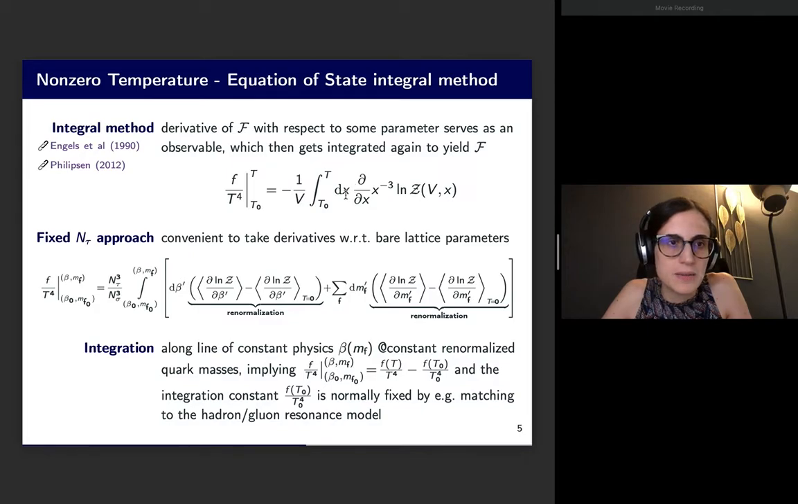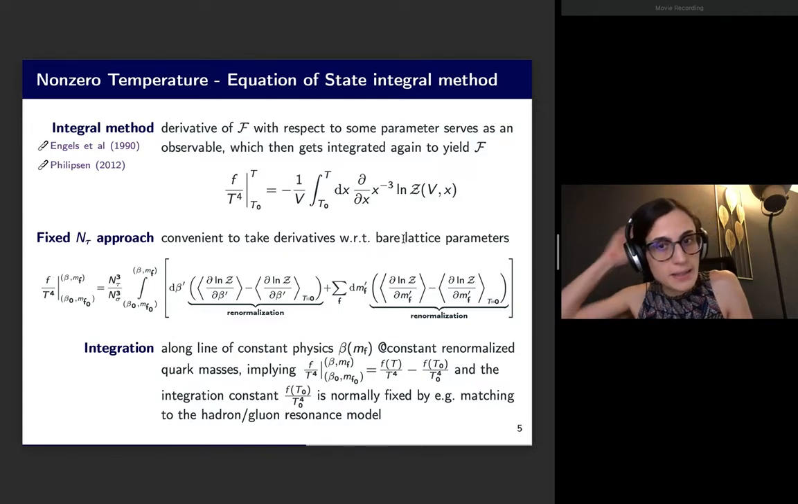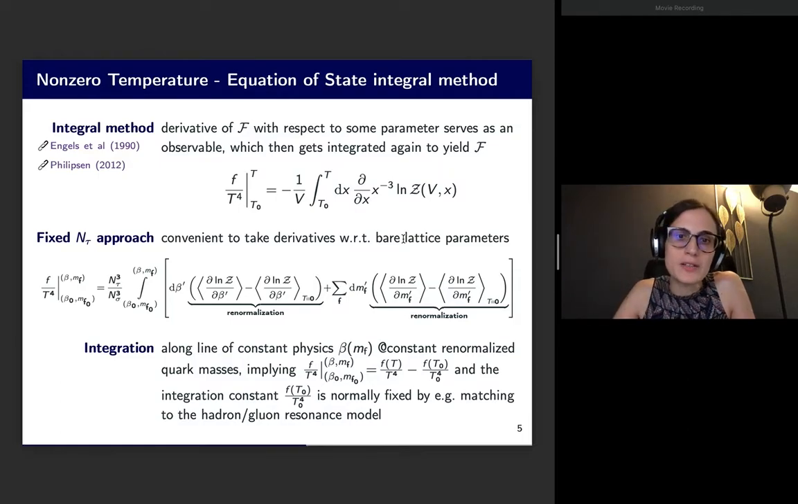And you obtain the T dependence. This can be done in a fixed N_T approach, so in an approach in which the temperature is tuned by changing beta. In that case, it is convenient to take derivatives with respect to bare lattice parameters, and the bare lattice parameters in a full QCD simulation are the coupling beta and the masses of the fermions included in our simulations.